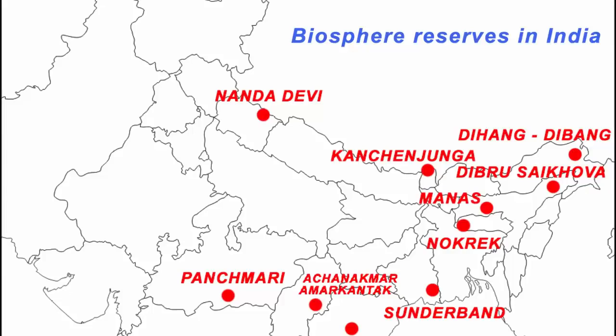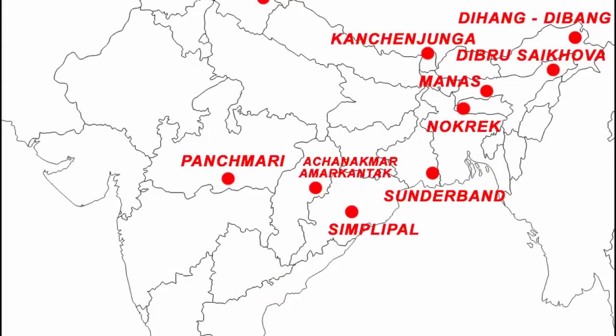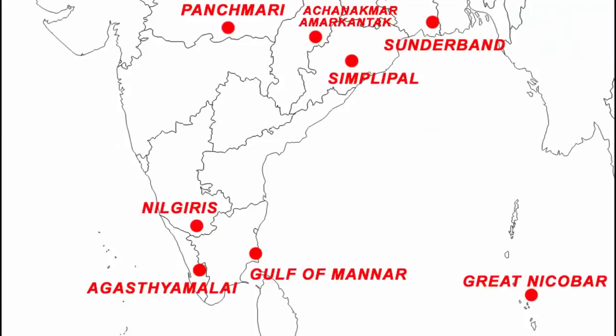And then below that we have Nokrek, which is in Meghalaya, and below that we have Sundarban, that is in West Bengal, and to the left side of that we have Achanakmar Amarkantak, which is in Chhattisgarh, and then to the left of it we have Panchmarhi, which is in Madhya Pradesh, and then coming down we have Simlipal, which is in Odisha, and coming to the southern side we have Nilgiris in Karnataka. Below that we have Agasthyamalai, which is in Kerala, and to the right of that we have the Gulf of Mannar, which is in the coastal part of Tamil Nadu. And then finally we have the Great Nicobar Biosphere Reserve, which is in Andaman and Nicobar.